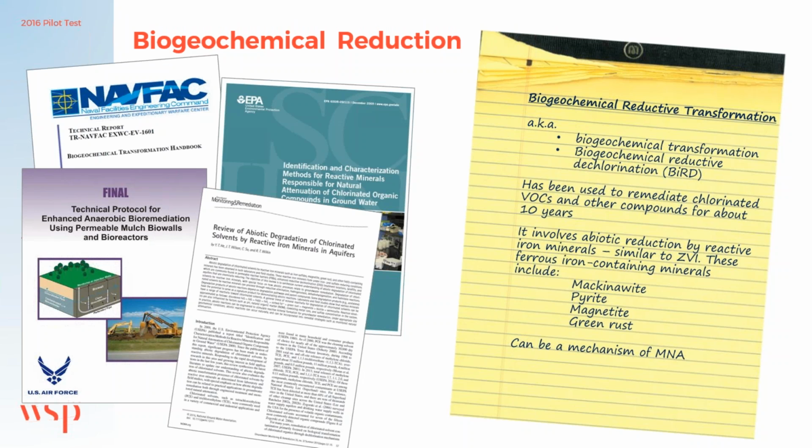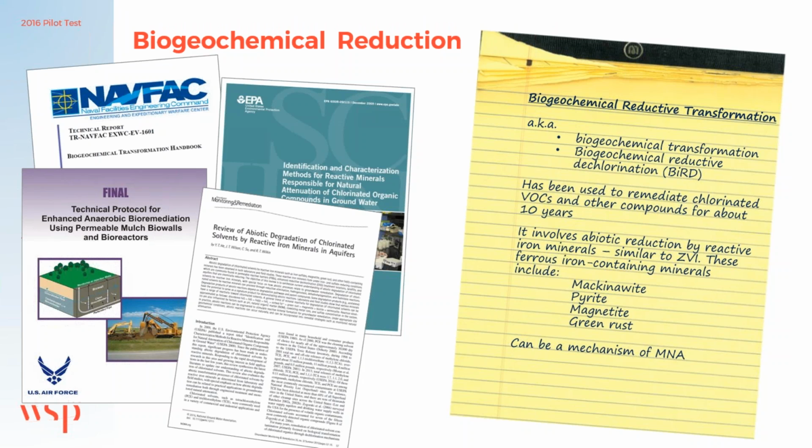The documents to the left are great resources if you want to find out more information. I should also mention that these naturally occurring minerals are likely responsible for degradation at many sites. Routine investigations at chlorinated sites should include looking for these minerals. Magnetic susceptibility is a great low-cost way of doing so.